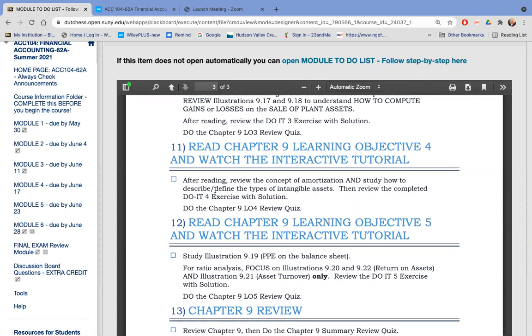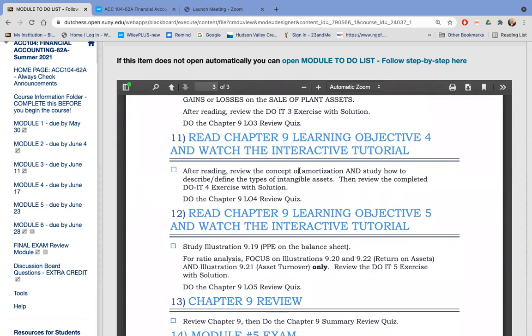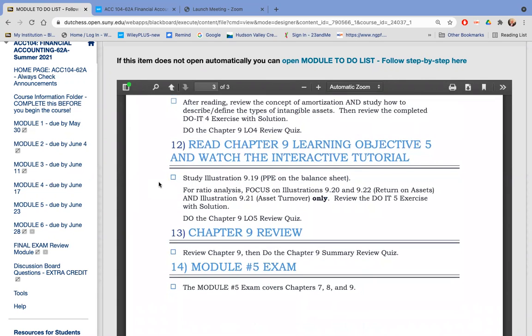Mostly we're going to focus on the definition. Can you explain what each intangible asset is? And then understand that intangible assets don't depreciate. They do something called amortize. So the concept of amortization is introduced.